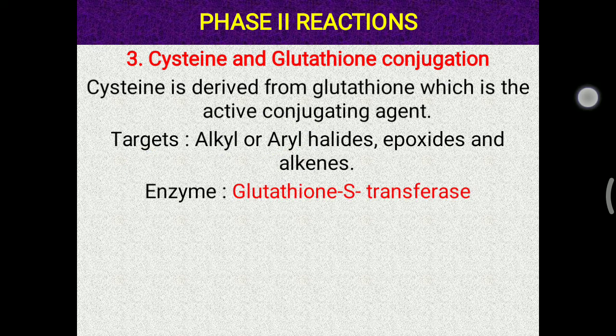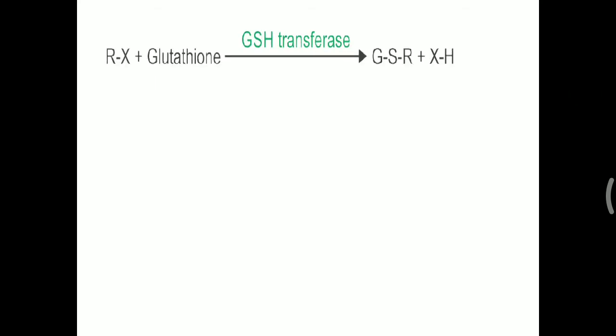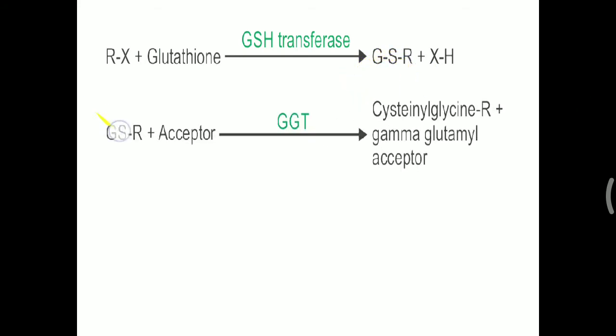The enzyme is glutathione S transferase, and we will look at how it occurs. First, glutathione will attach over the xenobiotic, that is, the R group of the xenobiotic. Further, gamma glutamyl transferase, GGT, will separate the gamma glutamyl group to an acceptor molecule. Since glutathione is made up of 3 amino acids, gamma glutamyl cysteinyl glycine, cysteinyl glycine will remain attached over the xenobiotic.